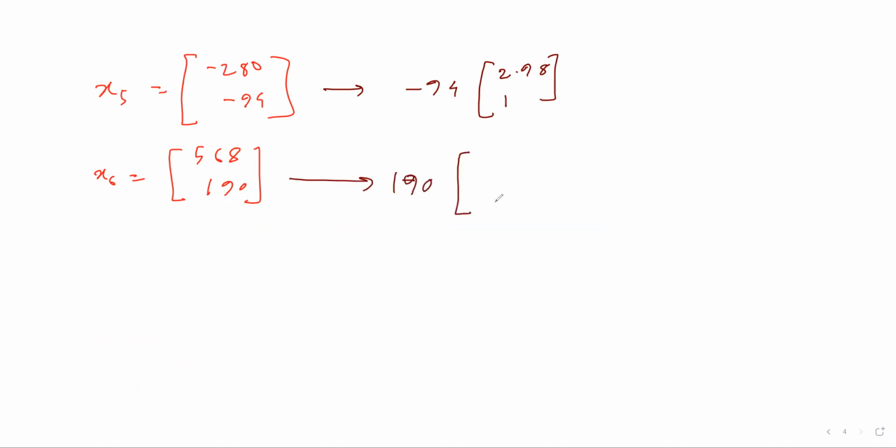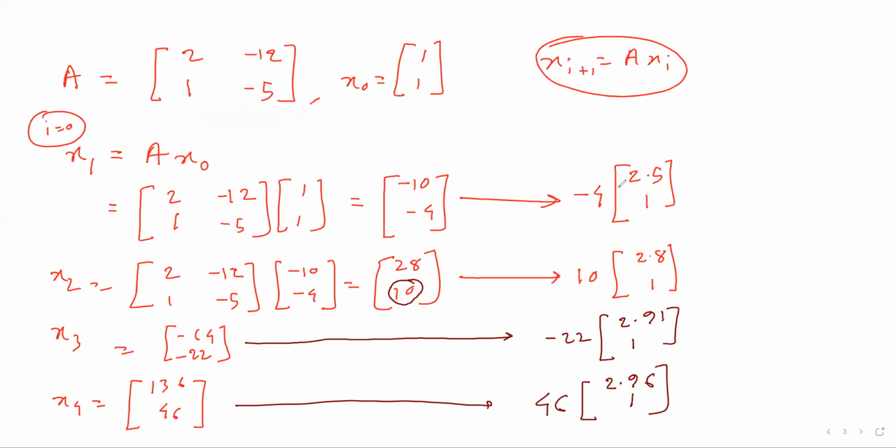Finally, we have 2.99 and 1. As you can see, after scaling, or after actually taking the lower guy out of the matrix, the process makes sure that we have 1 at the bottom every time. Just follow the top guy in each matrix.